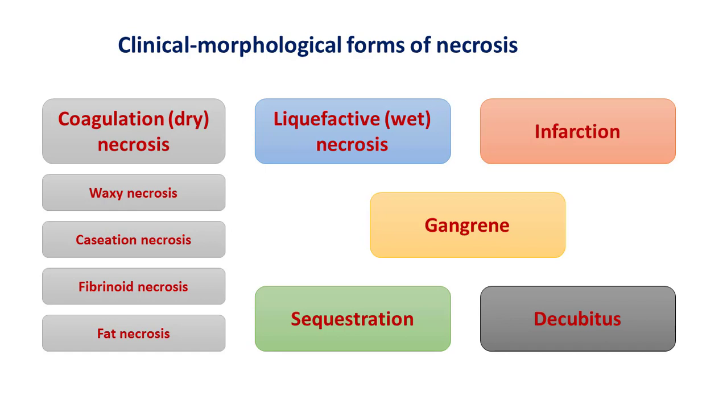Infarction occurs due to a decrease of blood supply of the organ or tissue. Death due to ischemia. Gangrene is a specific type of necrosis that occurs in the tissues and parts of the body which are in contact with atmospheric air. Sequestration. It is a type of necrosis when the necrotized tissue does not undergo fusion. Decubitus, also called bedsore, is a kind of gangrene that occurs under long-term pressure of soft tissues between bones and the surface on which the patient lies.